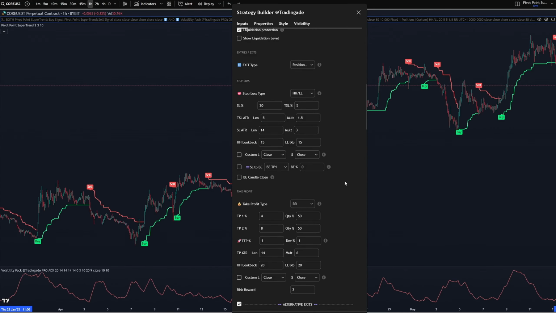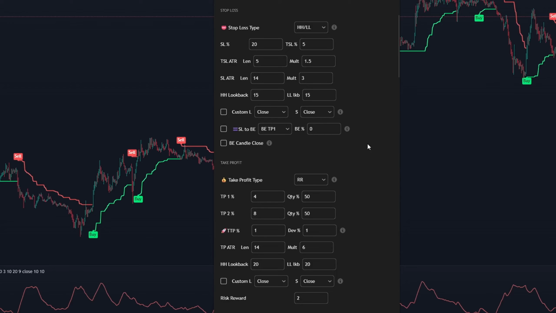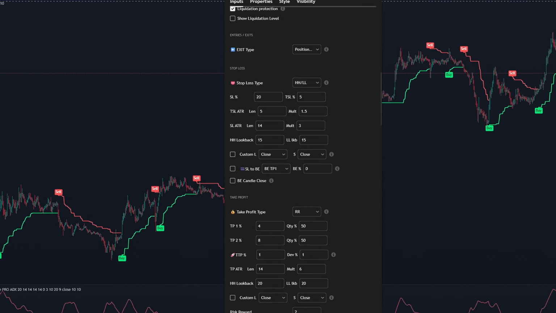For the exit rules, since we are dealing with the pivot points, which are based on highs and lows, it makes absolute sense to use a stop loss based on the higher highs and lower lows, based on a look-back period of 15 candles. The take profit will be set at a risk-reward ratio of 2. Let's see how it works directly on the chart.